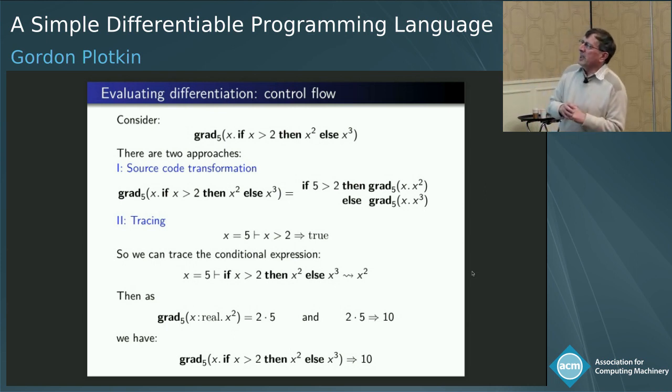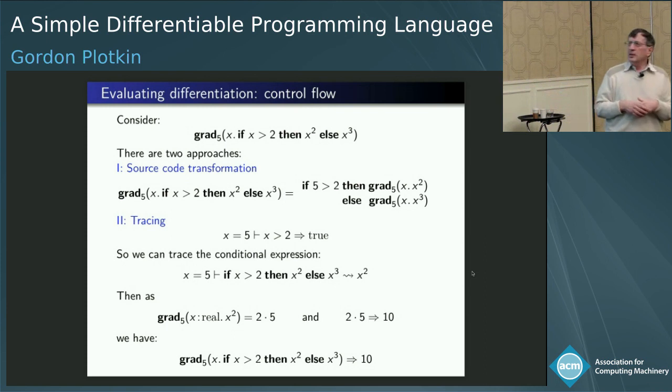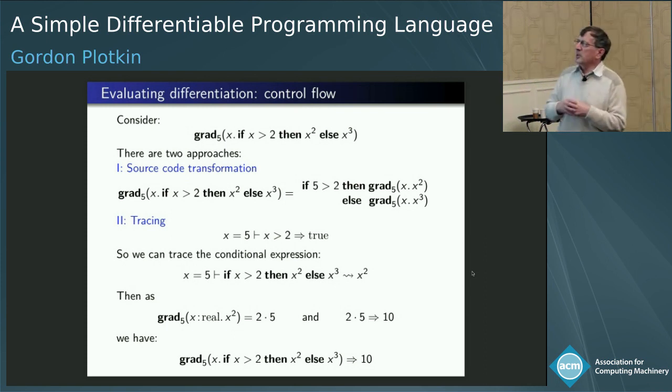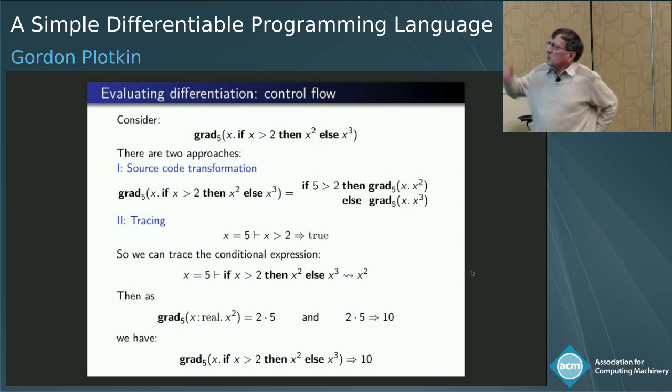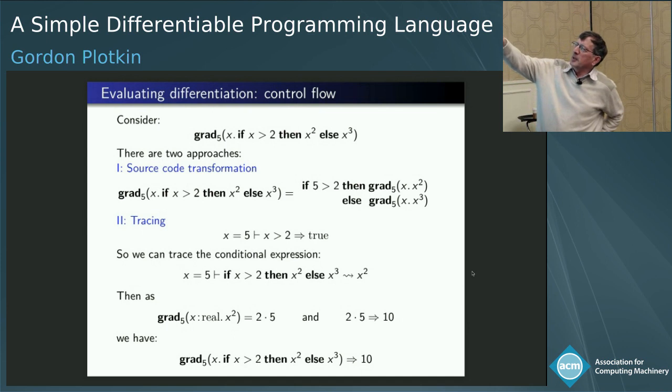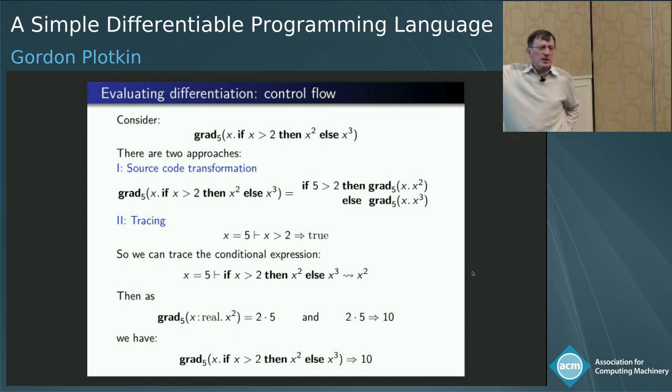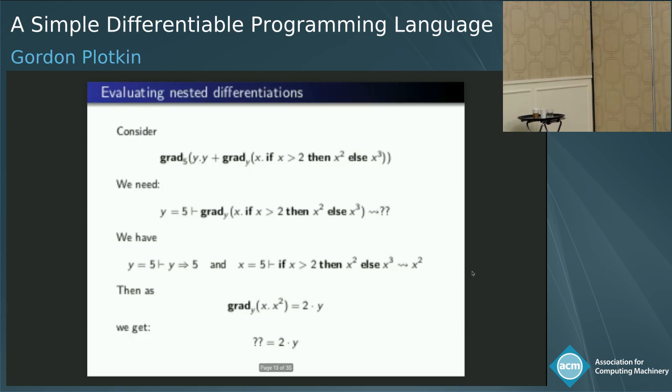Another way to do it is tracing. So that's the source code transformation method. The tracing method is, you see that x is true, so you symbolically evaluate the expression if blah, blah, blah to x squared. So this twiddly thing means symbolic evaluation. And then you know how to take the gradient of this thing because you get rid of the control thing. So that's what you do, and we're going to do this tracing method.